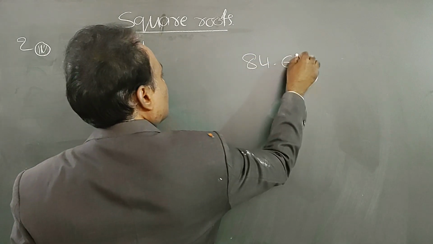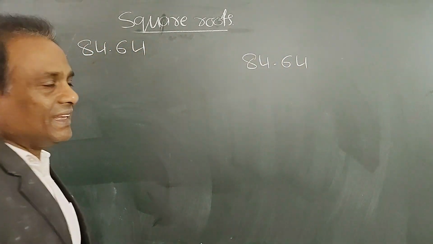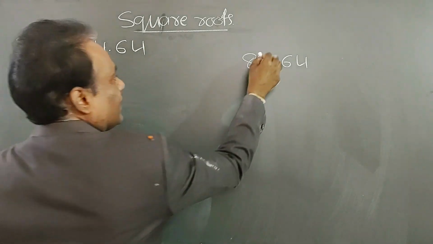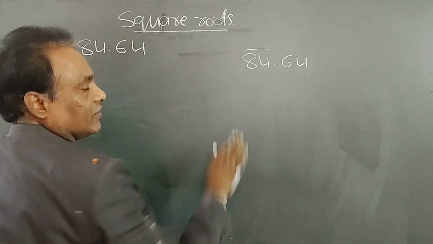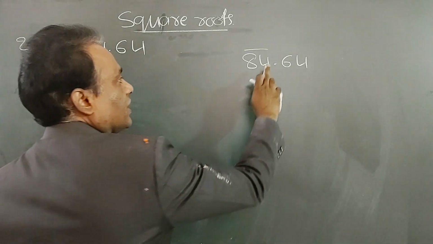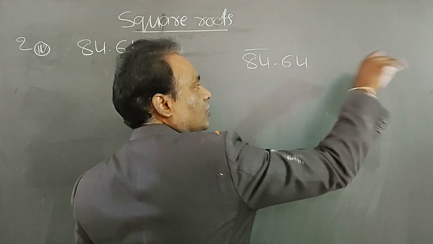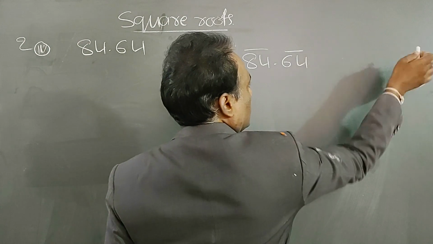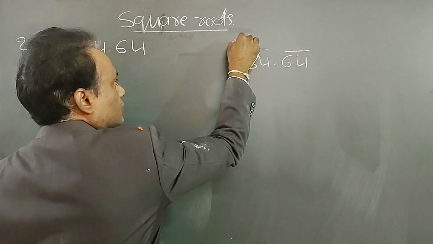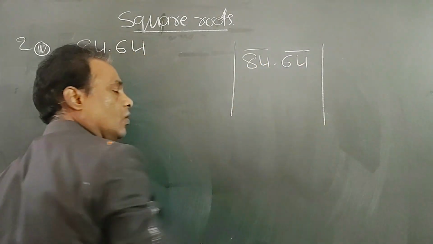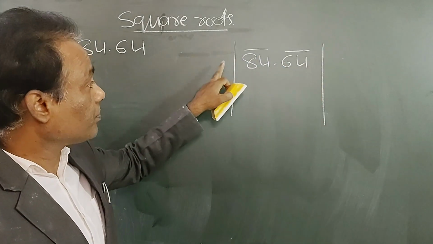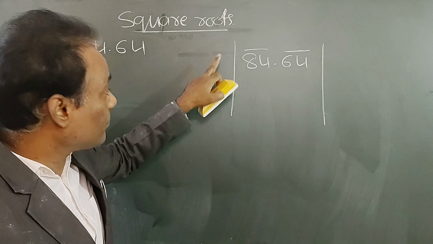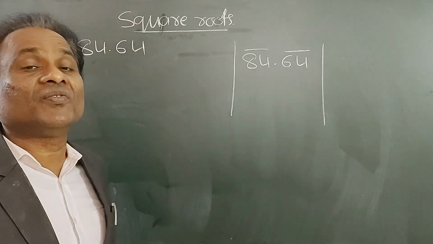Integral part. After the decimal, from left to right, 2 digit pair, but only one is there. Now what is the second step? First pairing. Next, the second step is write a number here, multiply with the same number, we have to get 84.